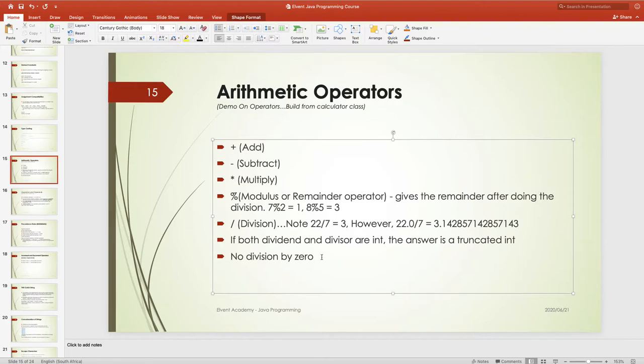And again, as we saw in the example of our calculator, there is no division by 0. That won't work for you. The answer does not exist, and it's going to spit out an error for you.